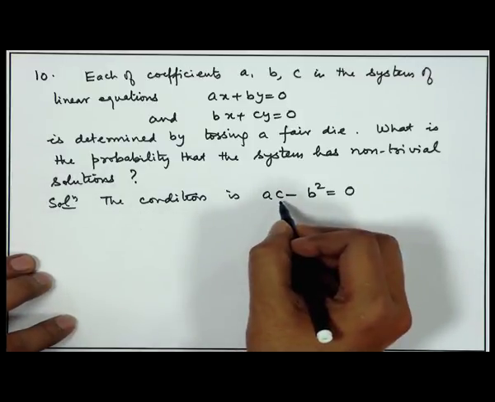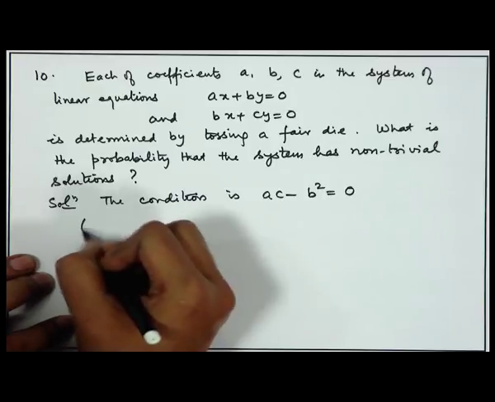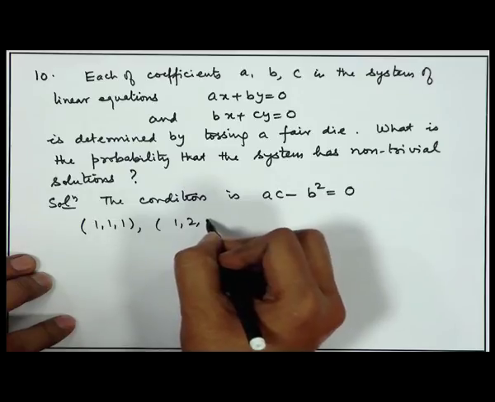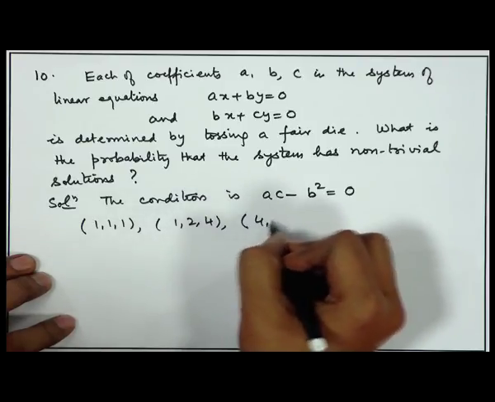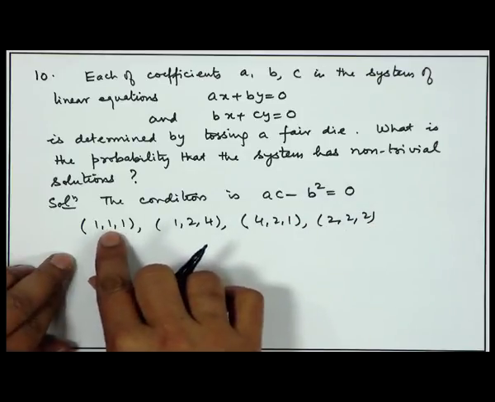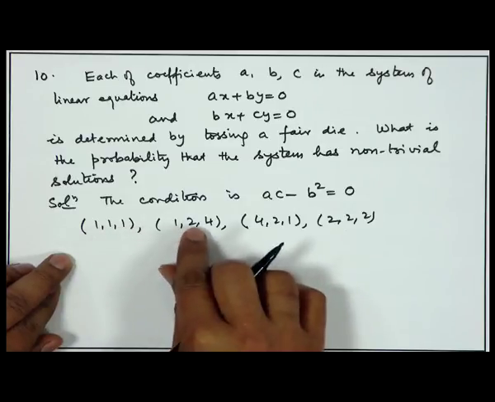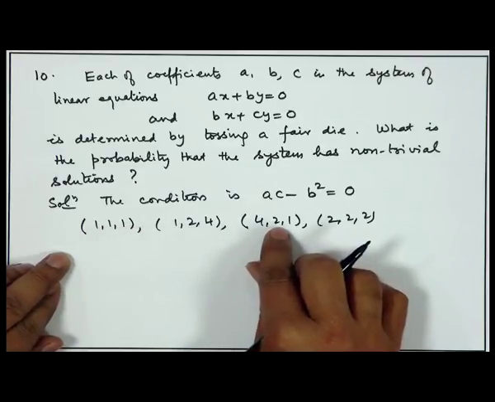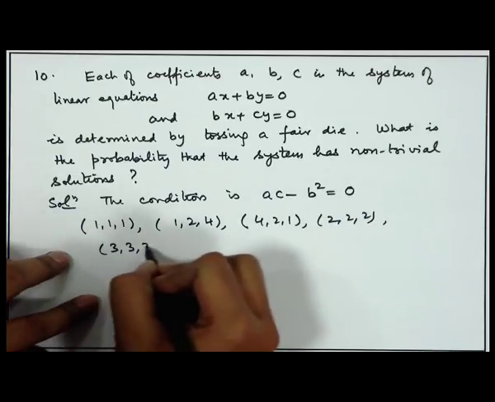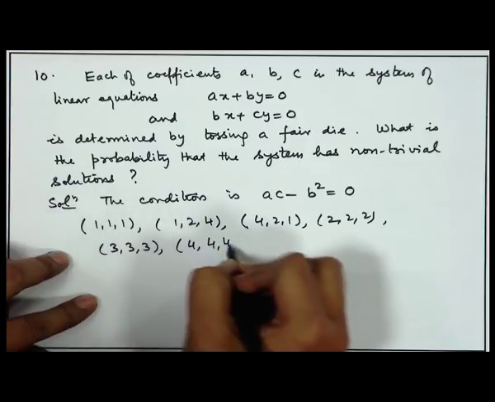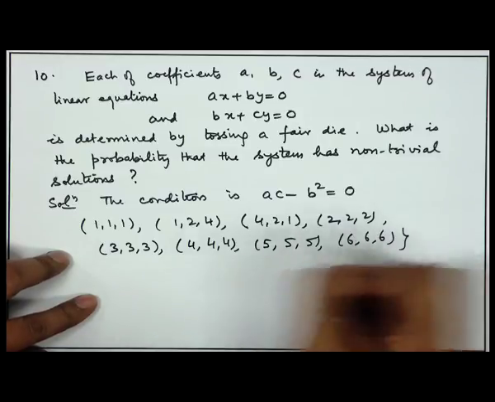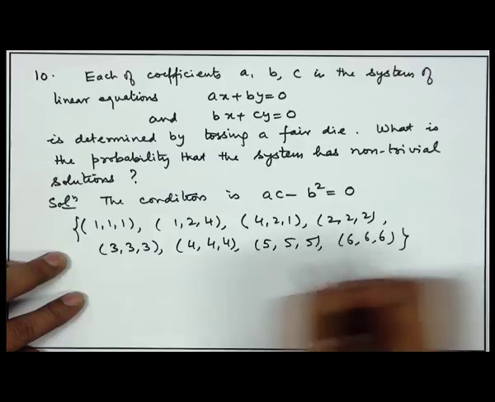So, what are the cases for a b c? You can have 1 1 1, 1 2 4, 4 2 1, 2 2 2. You can see here b square is 1, a c is 1, b square is 4, a c is 4, and so on. So, you have these cases 3 3 3, 4 4 4, 5 5 5 and 6 6 6. The total number of cases is 8.